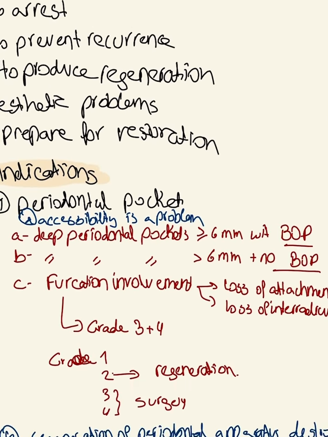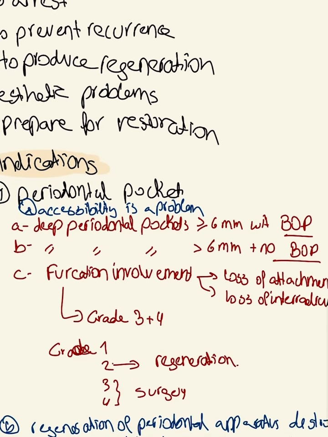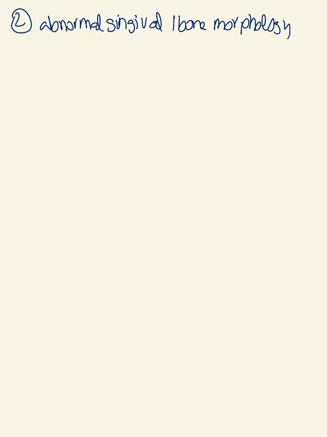The second point that is indicated for surgery is abnormal gingival or bone morphology. Why is it important to correct the abnormal contour? It is important to facilitate accessibility for self-performed plaque control.